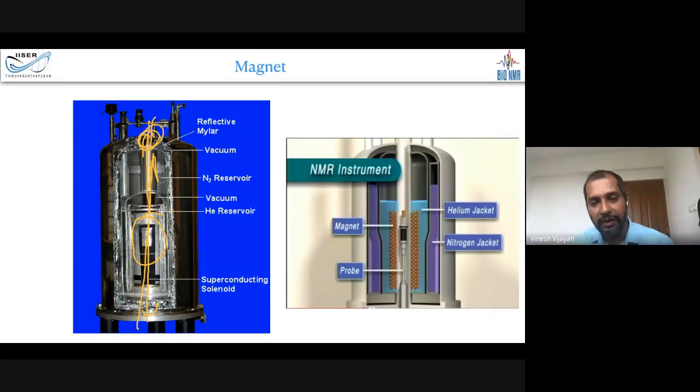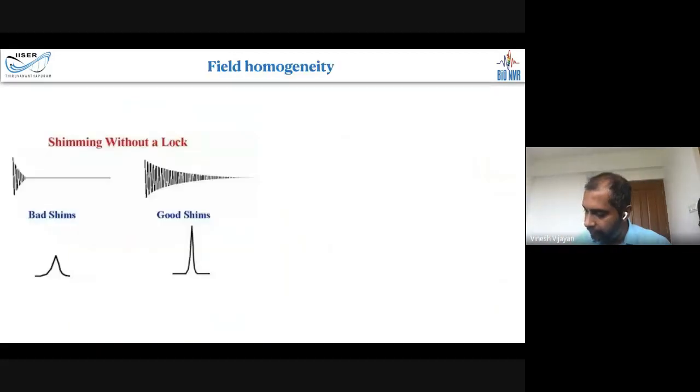The outer flask would be the liquid nitrogen reservoir. And in between each of them, there is a vacuum layer that separates them. Now, when it comes to NMR, again, I told you the homogeneity of your magnetic field is important, and for that we require what we call a good shimming. A good shimming is that we make sure that every part of your sample has the same magnetic field.